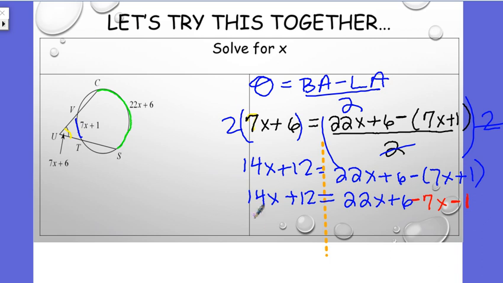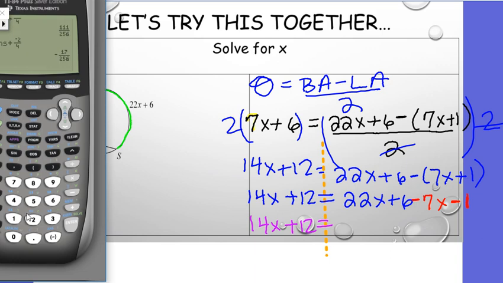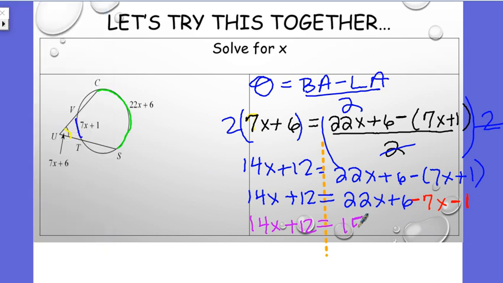So now you can go through. Nothing's happening on the left side yet. Combine like terms now: 22x minus 7x. Let's grab the calculator, make sure we get that right. So 22 minus 7 equals 15x. And then 6 minus 1 is plus 5. And here, variables on the left, constants on the right.